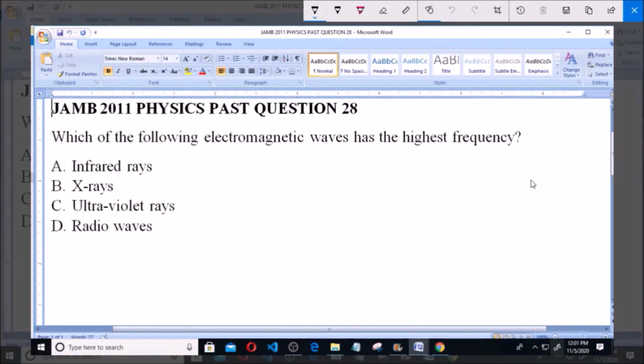Which of the following electromagnetic waves has the highest frequency? A. Infrared rays, B. X-rays, C. Ultraviolet rays, D. Radio waves.